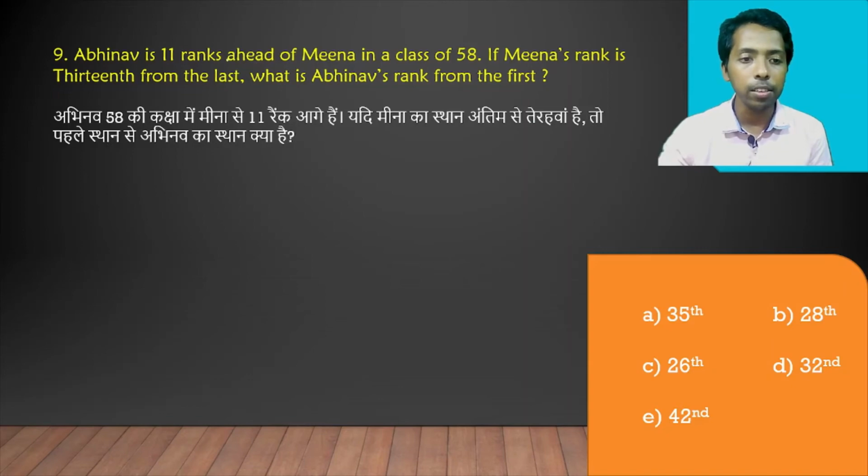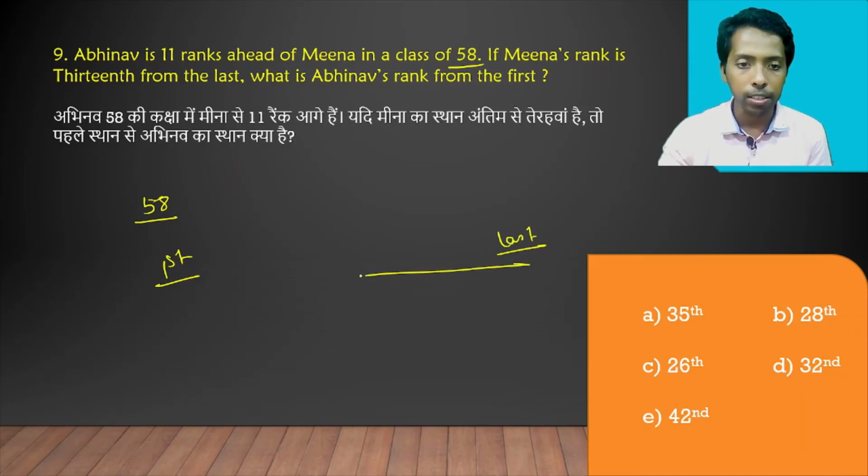Obhinav is 11 ranks ahead of Meena in a class of 58. So the total number of students is 58, and in relation form it's given Obhinav is 11 ranks ahead of Meena. Now if Meena's rank is 13 from the last, okay, so this is the first place, this is the last place, right? And from the last it's saying that Meena is 13th. What is Obhinav's rank from the first?